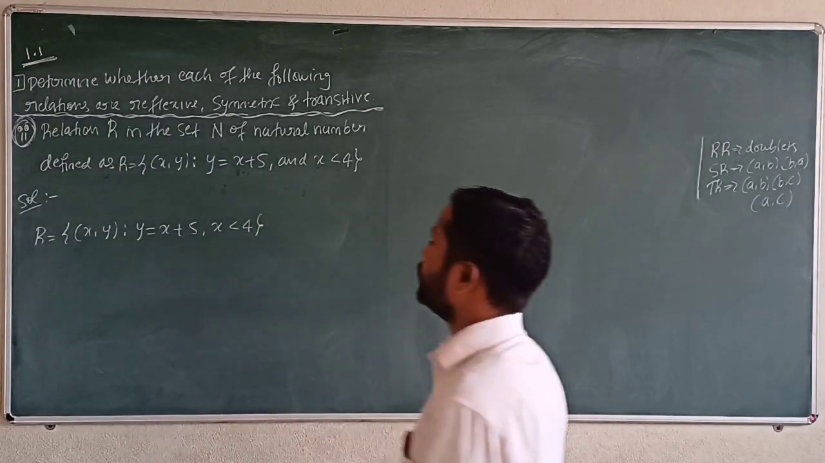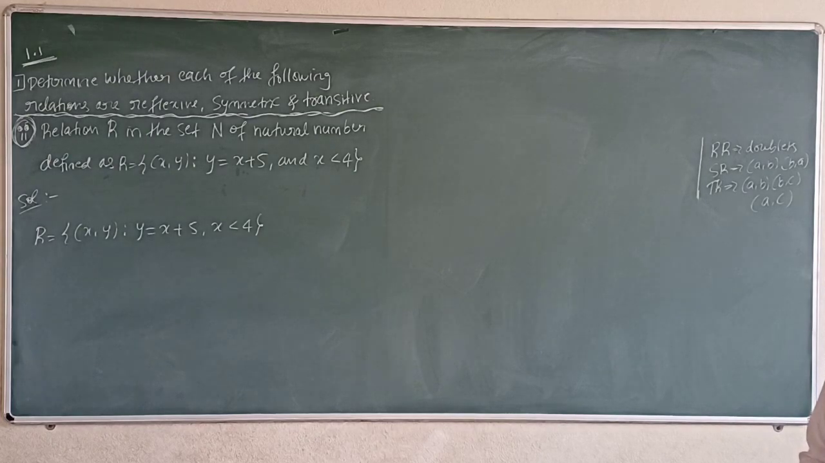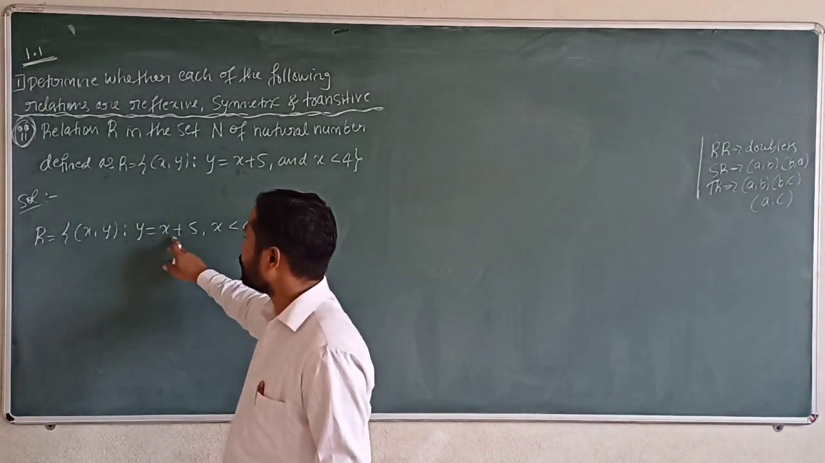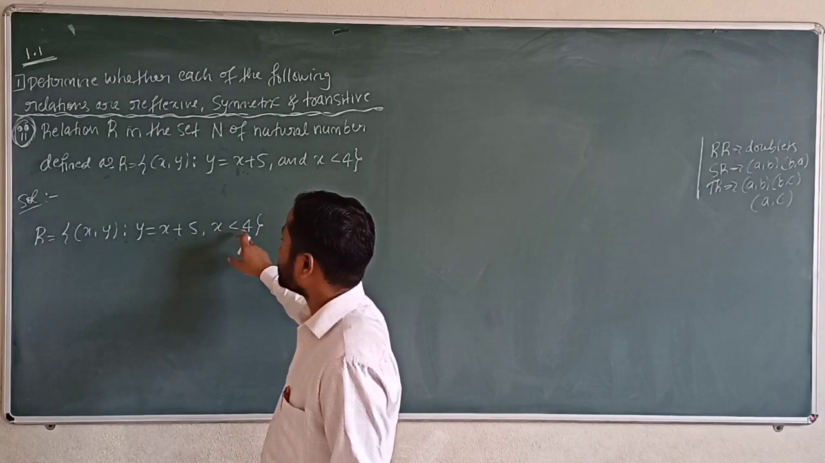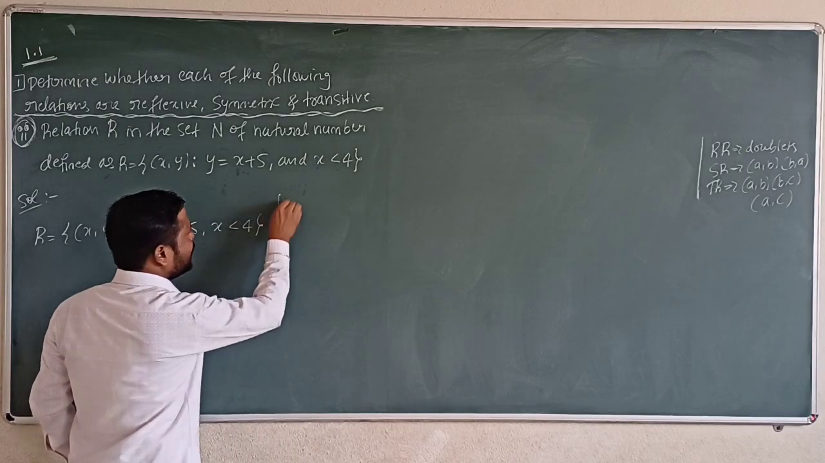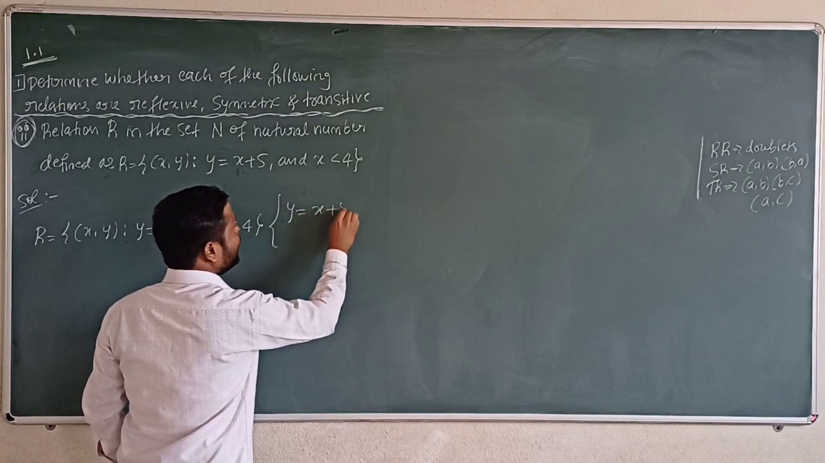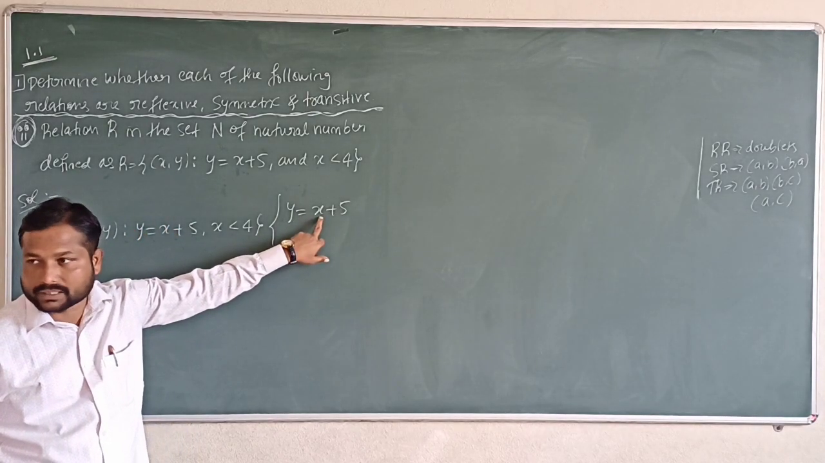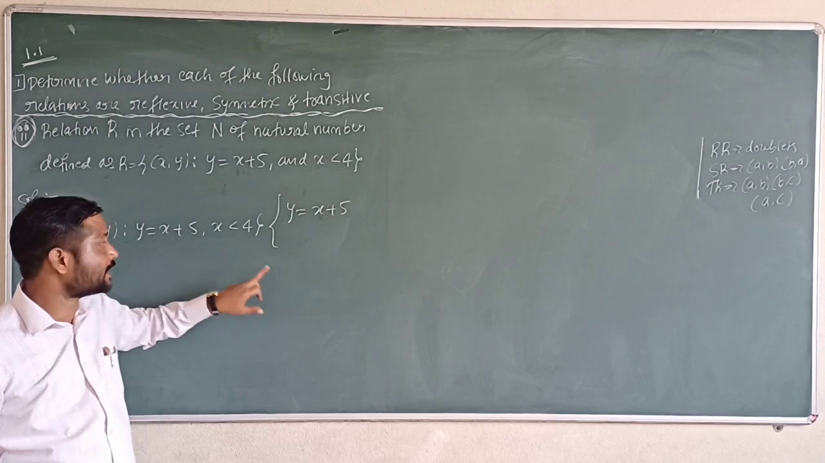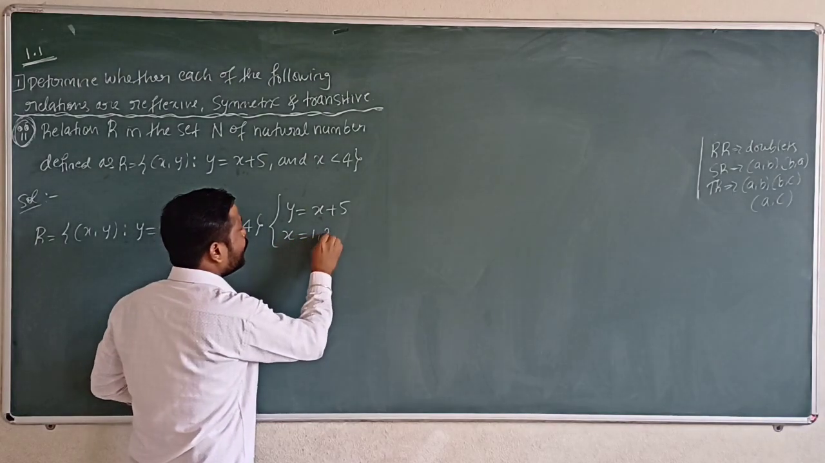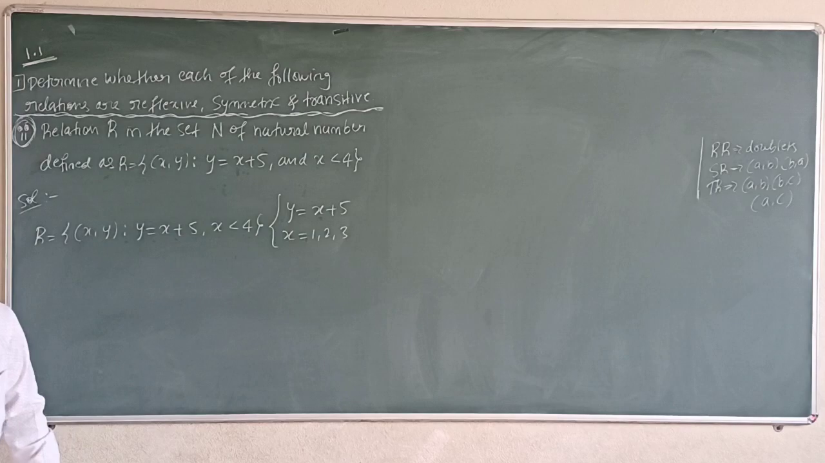Right, take up the second question. The relation R in the set N of natural numbers is defined as R equals x comma y such that y equals x plus 5, where x is less than 4. Now, the relation is y equals x plus 5. x is nothing but natural numbers. Natural number less than 4, so we have to take x values as 1, 2, 3 only.